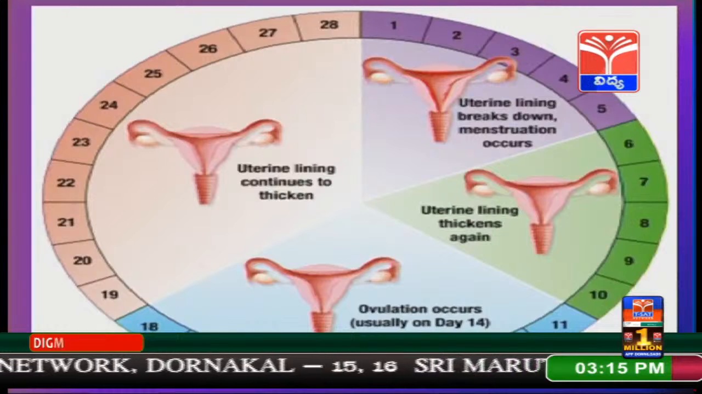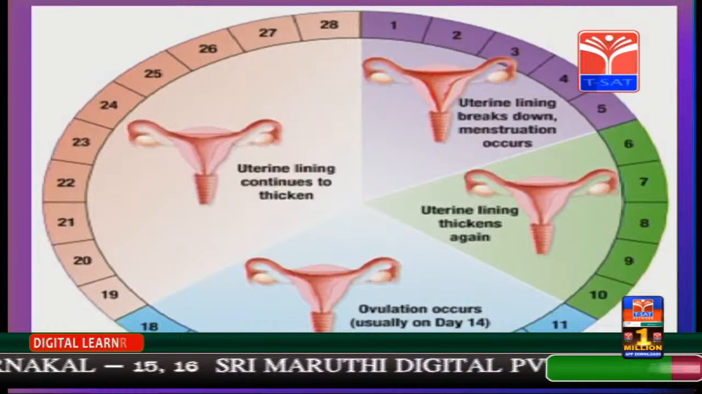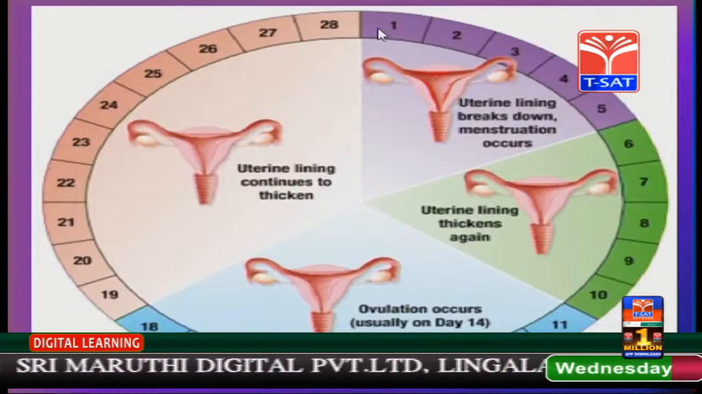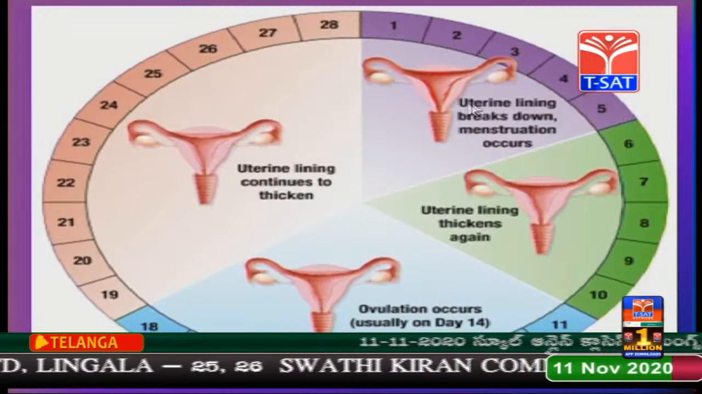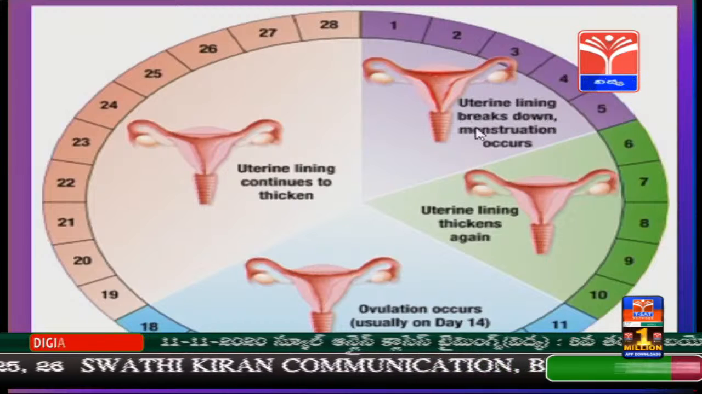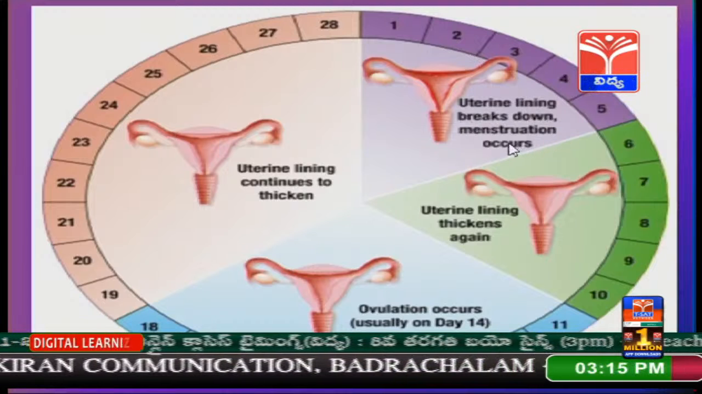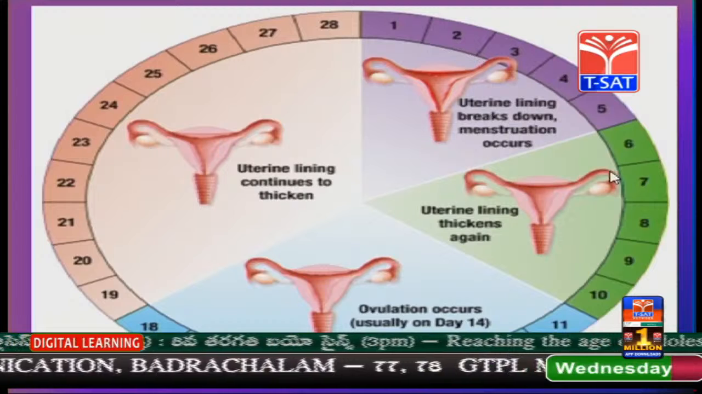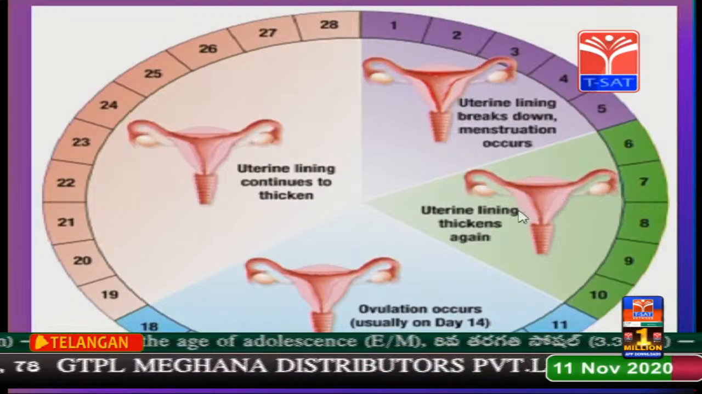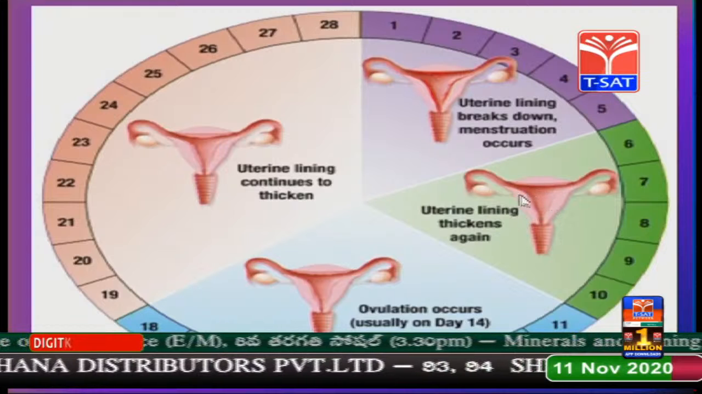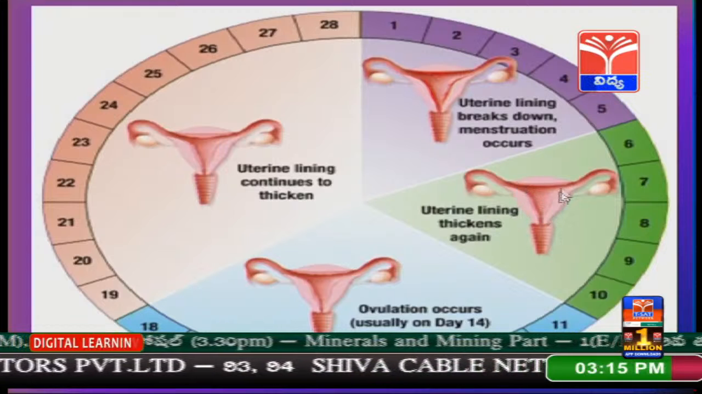Now see this cycle, children. This is a menstruation cycle. Children, 1, 2, 3, 4, 5. What is happening in these 5 days? The uterine lining breaks down and the menstruation occurs. Now from 6 to 10 days, slowly again the uterus gets back to its own work. What is its work? Thickening of the uterus.